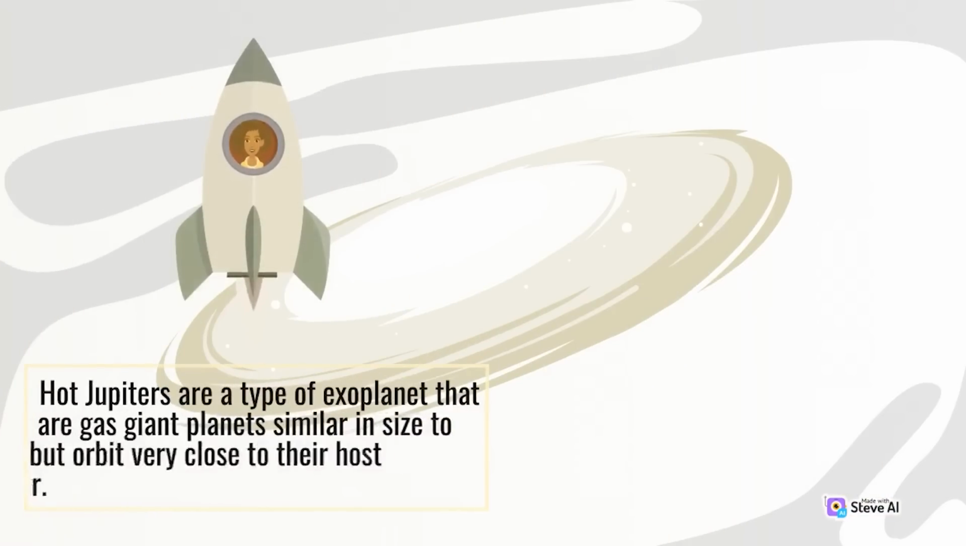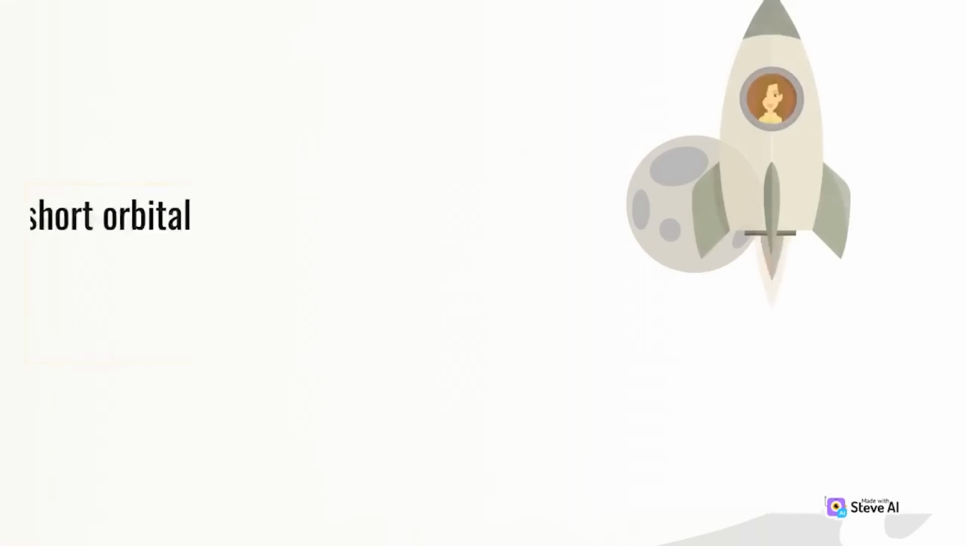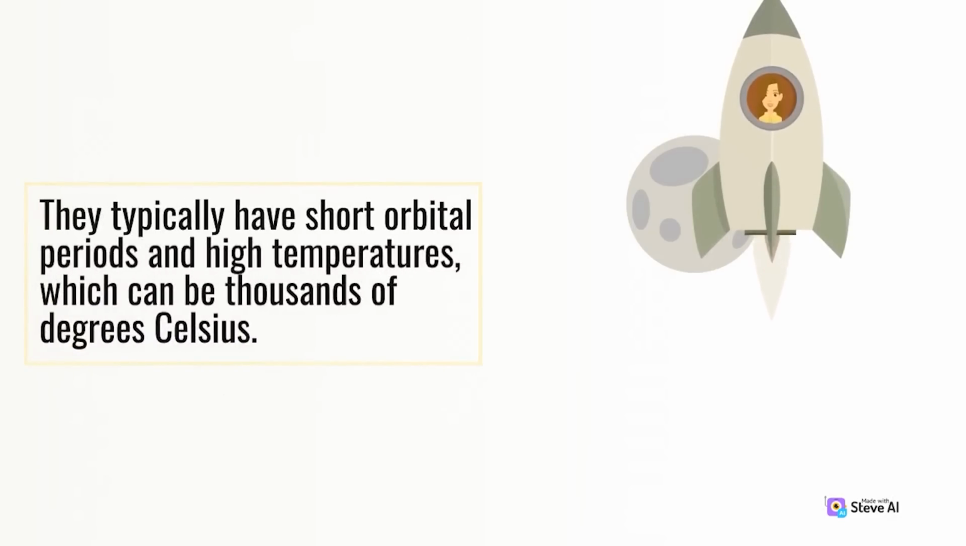Hot Jupiters. Hot Jupiters are a type of exoplanet that are gas giant planets similar in size to Jupiter, but orbit very close to their host star. They typically have short orbital periods and high temperatures, which can be thousands of degrees Celsius.